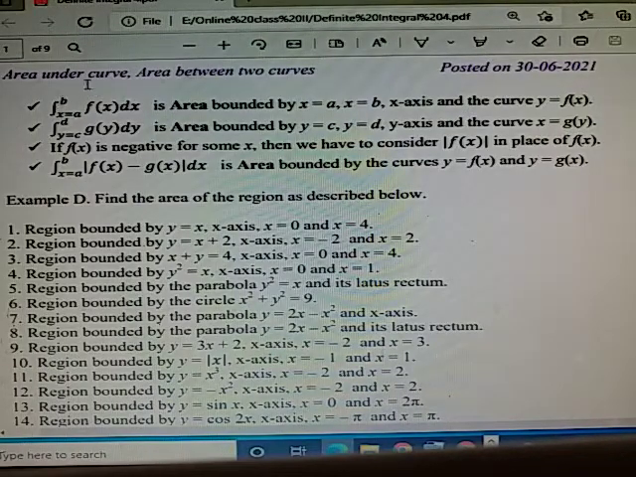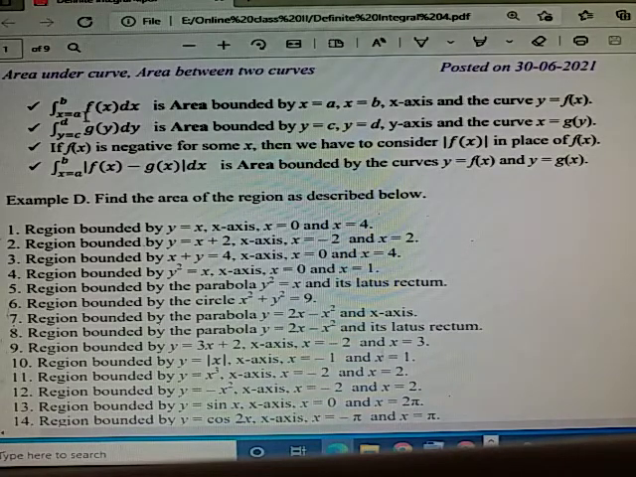Students, this lecture is about finding area with the help of the definite integral. This is area under a curve, and area between two curves. We can evaluate this area using the formula for definite integration.